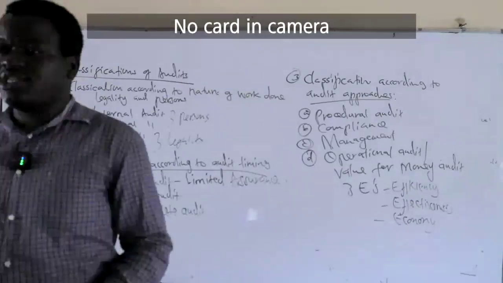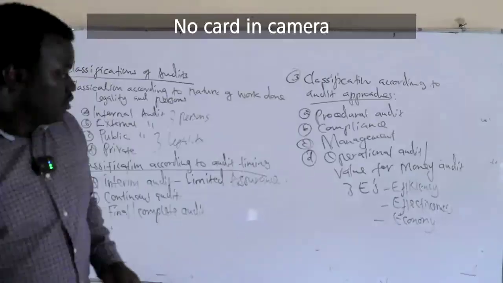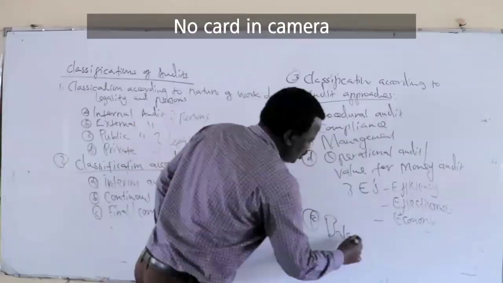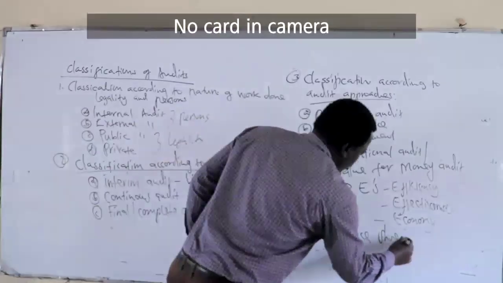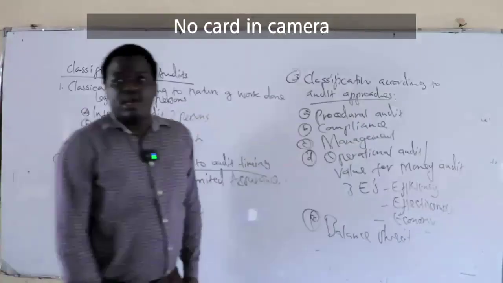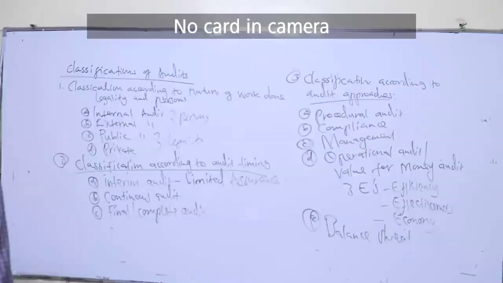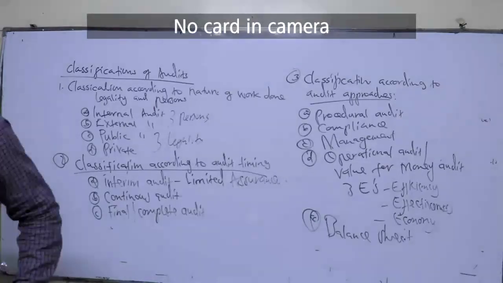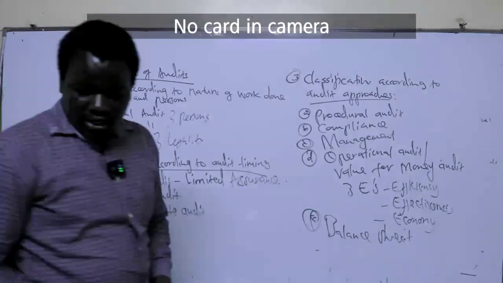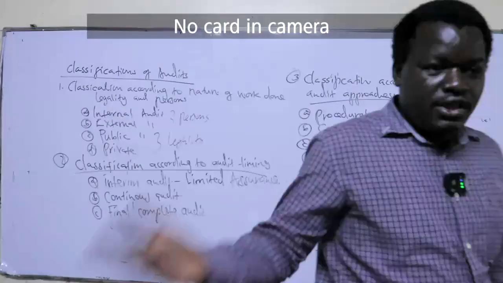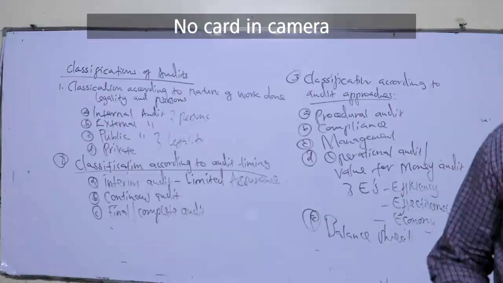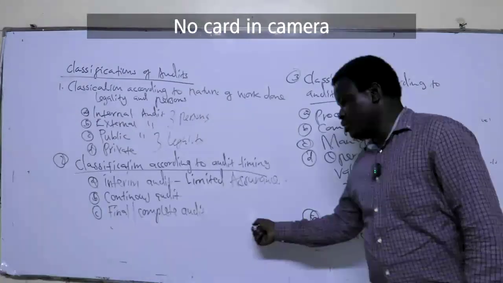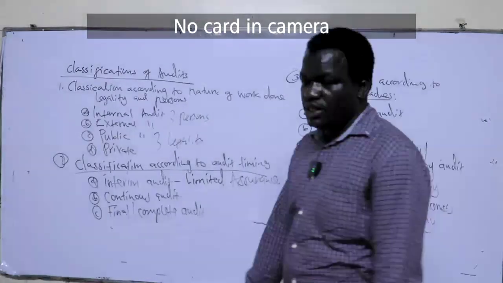Then the last one is the balance sheet audit. As an approach of audit, you begin by taking the balance sheet, then you audit going backwards to the source document. So now the balances in the balance sheet, then you go to the source document. You're trying to trace it. Are they accurate? Are they complete and valid?